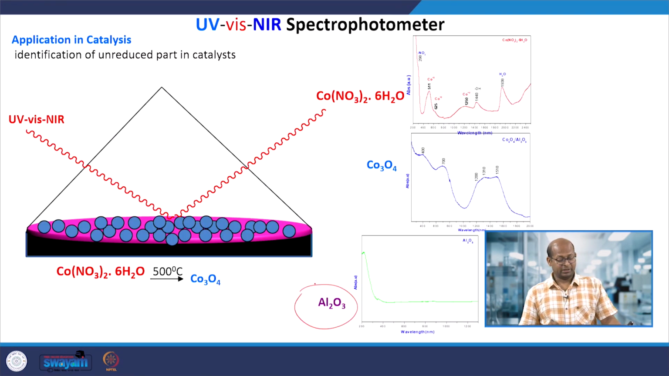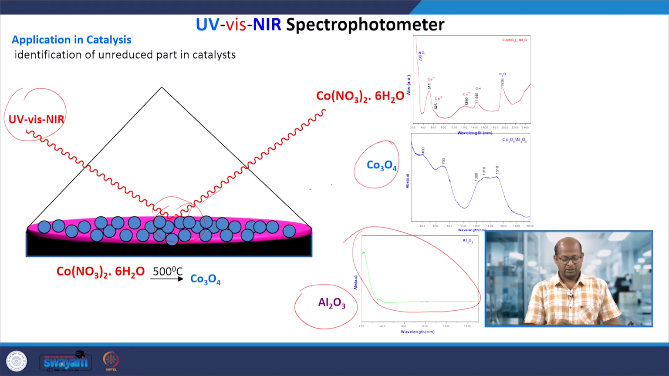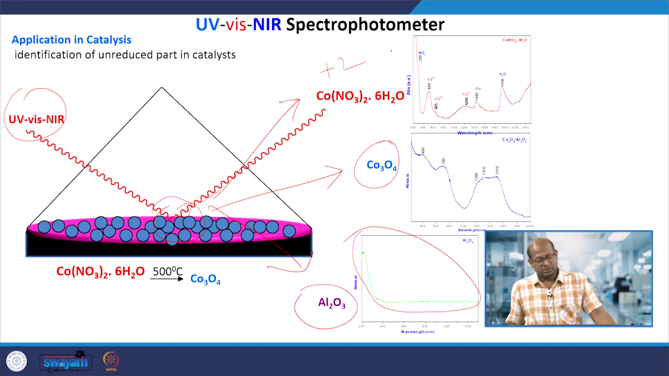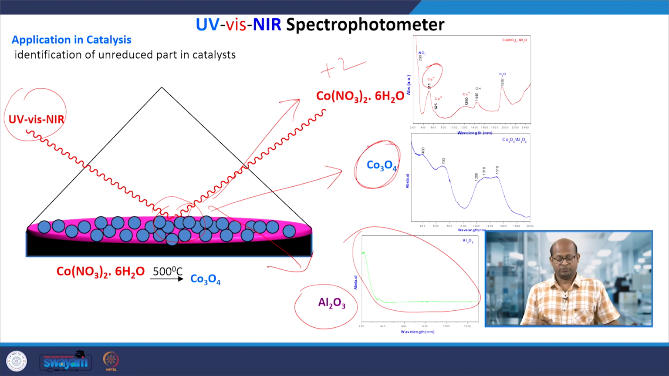Let's say alumina was taken, and we passed UV-vis-NIR through these samples. For alumina we get this type of signal. There is no electronic transition, so alumina usually doesn't give any. When it was cobalt oxide placed on alumina, or nitrate salts, the plus 2 oxidation state of cobalt is present, so you can see cobalt plus 2. When it is Co3O4 in solid powder, you get this type of spectra. This signal is different from that, and here nothing is present.